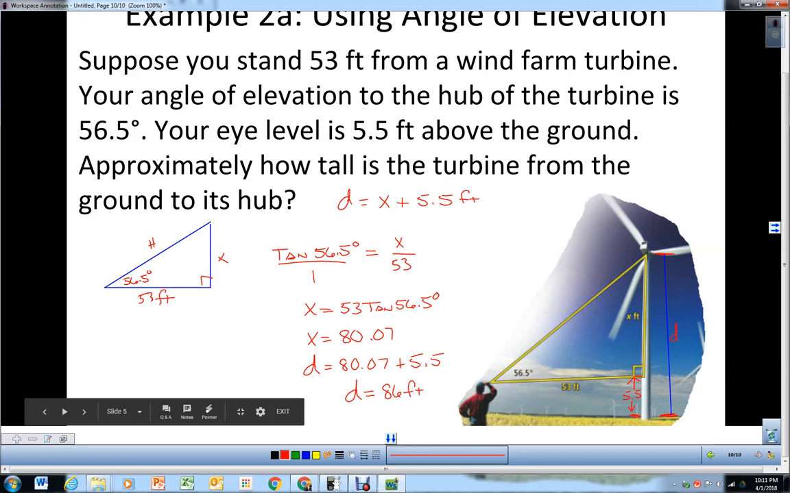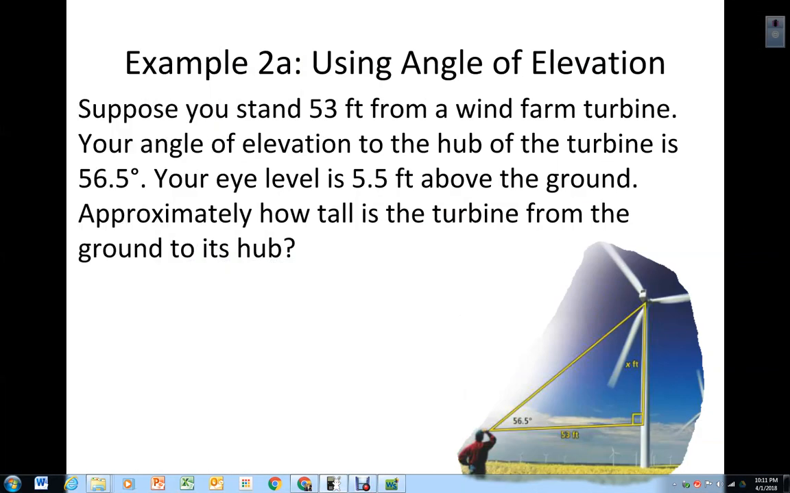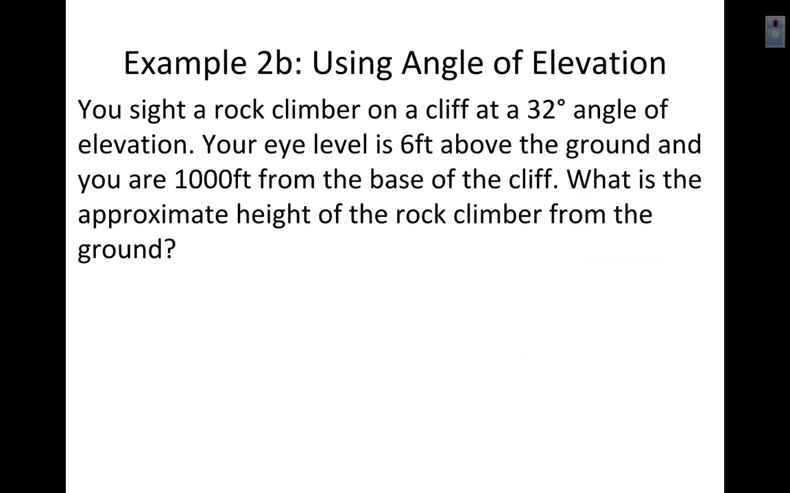All right, so let's go look at our next one. You sight a rock climber on a cliff at a 32-degree angle of elevation. Your eye level is about 6 feet above the ground, and you are about 1,000 feet from the base of the cliff. What is the approximate height of the rock climber to the ground?